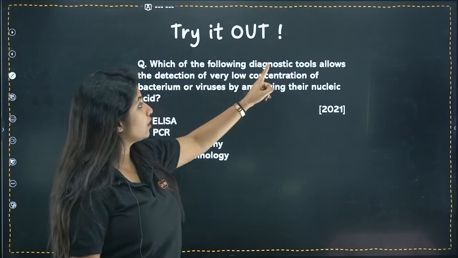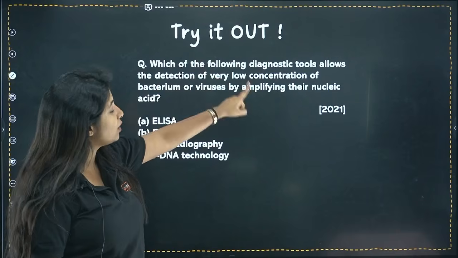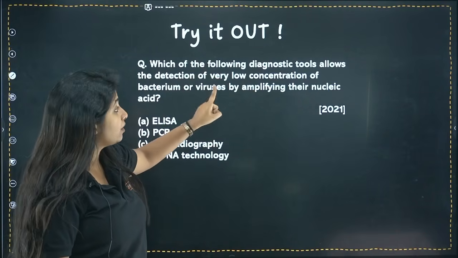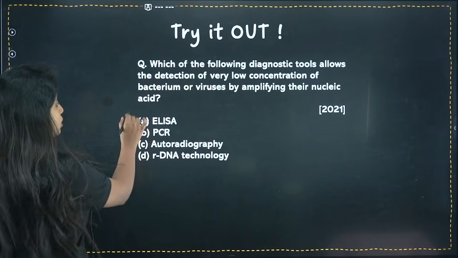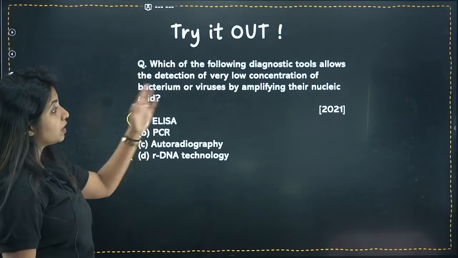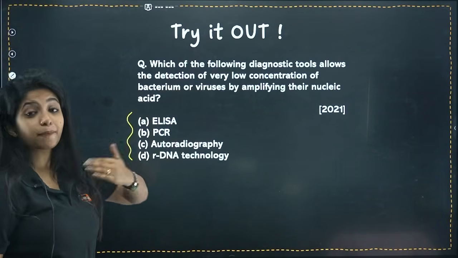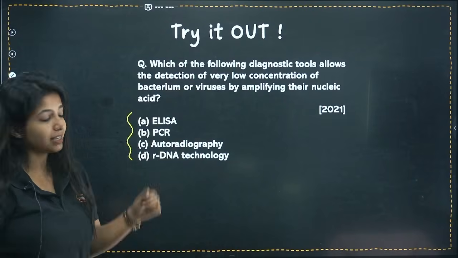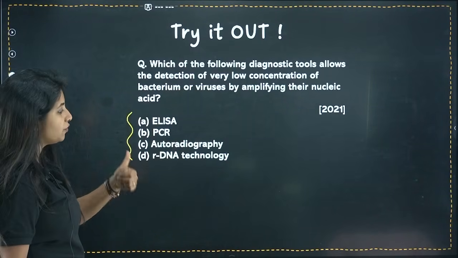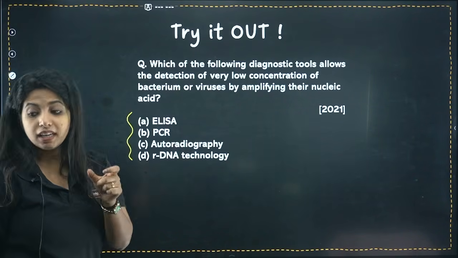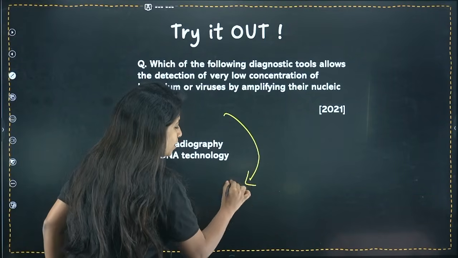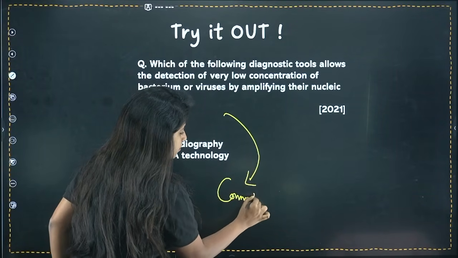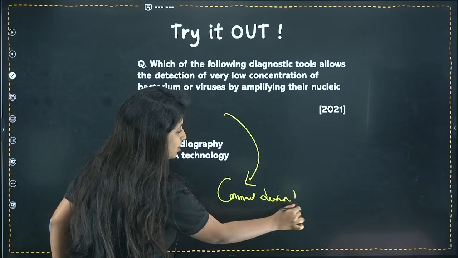And the last part, okay, there's a question. Which of the following diagnostic tools allows the detection of very low concentration of bacterium or virus by amplifying their nucleic acid? 2021 question. So by which method can you find very low concentration of bacterium or viruses by amplifying their nucleic acid? Is it ELISA or PCR, autoradiography, or DNA technology? Give me the apt answer. Think for it and give me the apt answer in the comment section. Okay, so please do that.